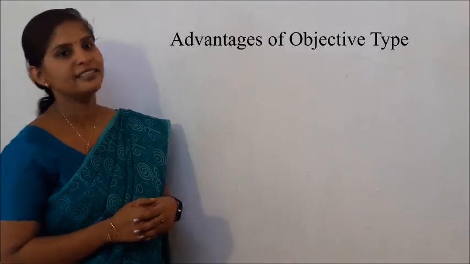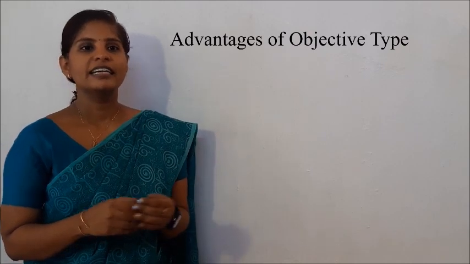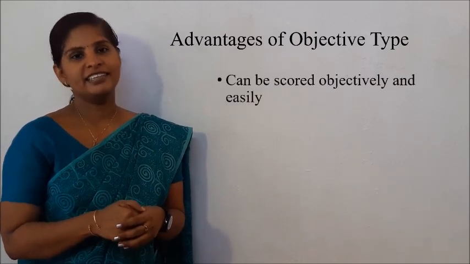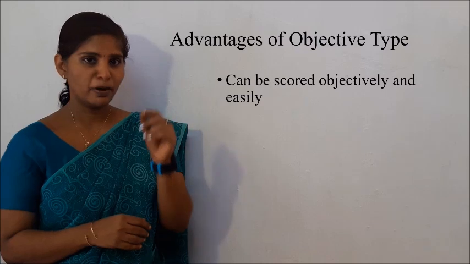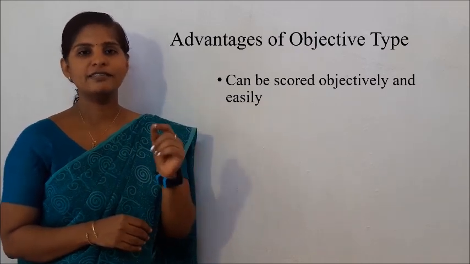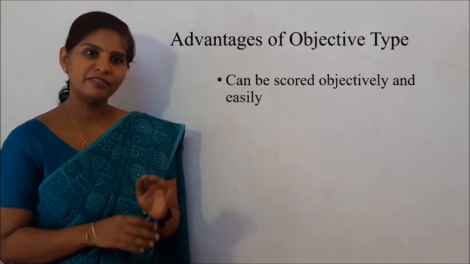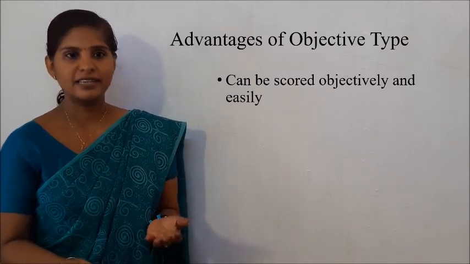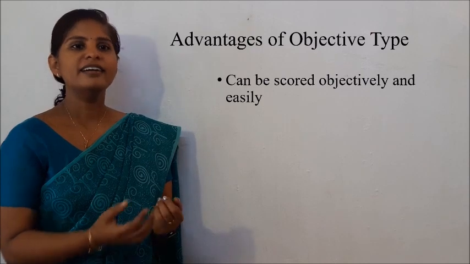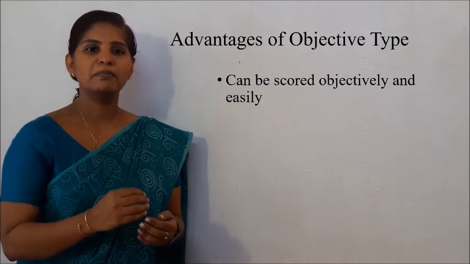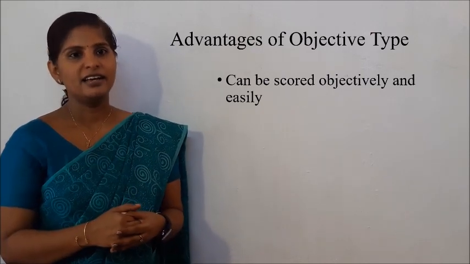Now we are going to see the advantages of objective type test item. It can be scored objectively and easily. That's the most important advantage of objective type test item. That is, it is objective in nature. The scoring will not vary from time to time and from examiner to examiner. And another advantage is that scoring can be done even mechanically.